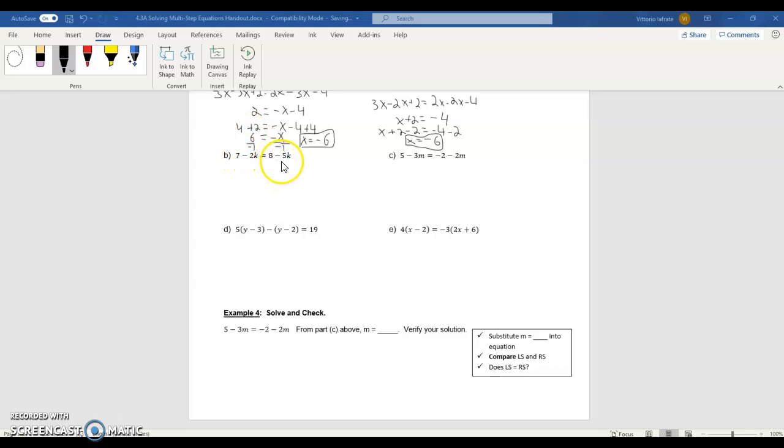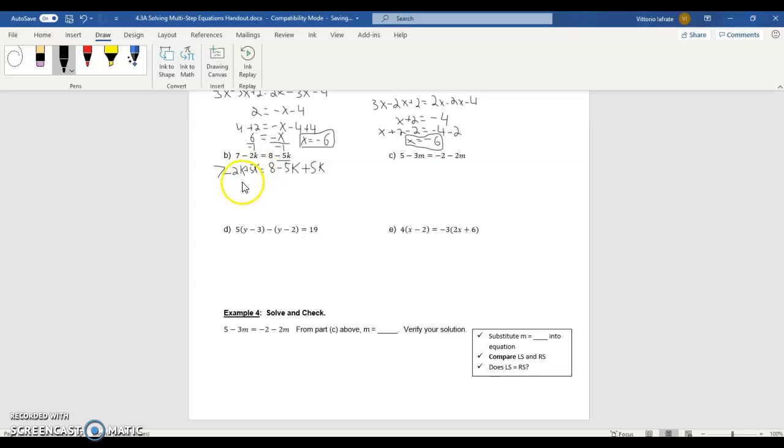So in this case, I'll choose to send the variable to the left side. So I'll do 7 minus 2k. To send the variable to the left side, just going to show you my thought process here, is 8 minus 5k. To get rid of the minus 5k, I need to add 5k. And so that means I need to add 5k to the other side, to the left side.